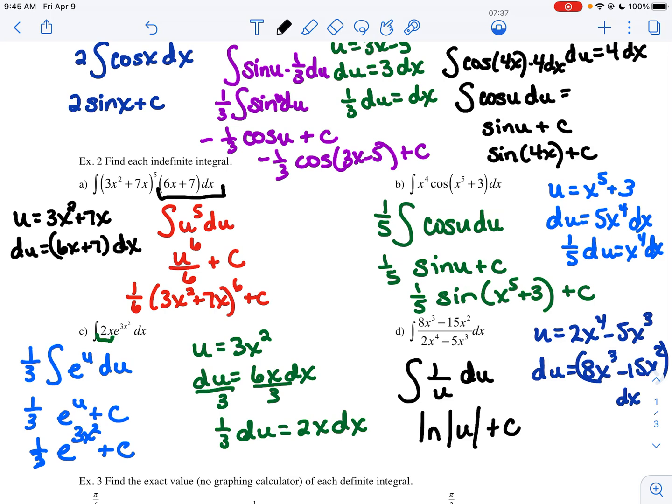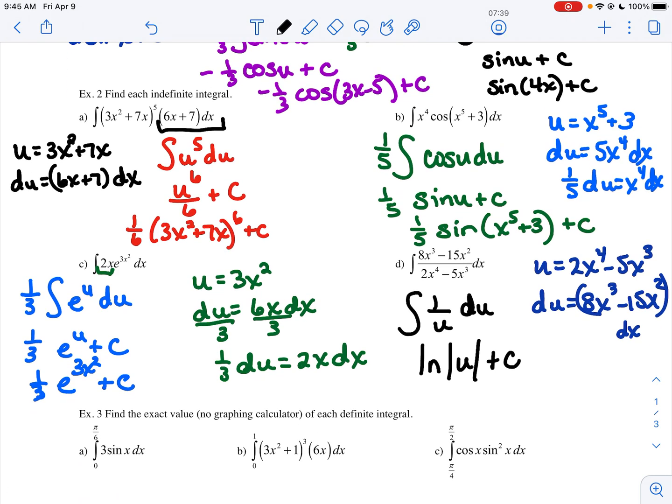And use your green paper. This should be on the green paper. So then u was 2x to the 4th minus 5x cubed. And don't forget the absolute value symbols.